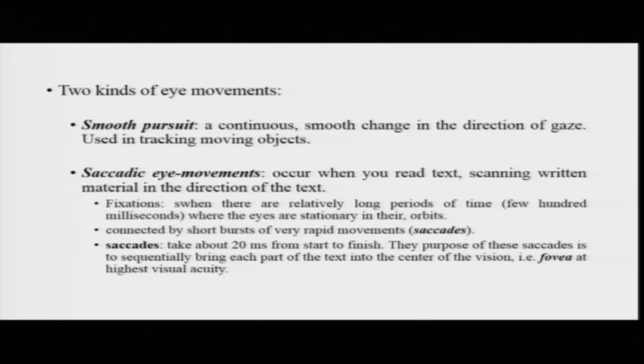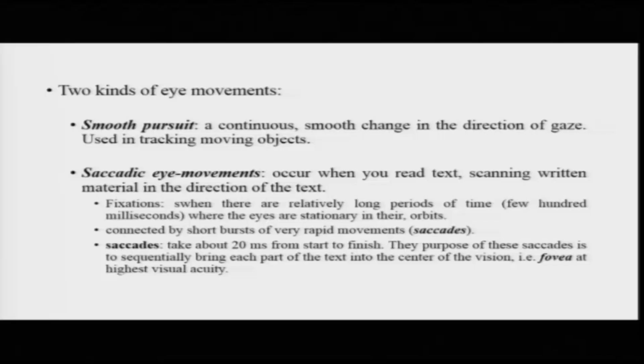The easiest way to understand smooth pursuit eye movements is this: suppose there is an object moving in the visual field and I am tracking this object with my eyes. A lot of times people are standing somewhere and there are vehicles going by. If you try to track those vehicles from the left part of your visual field to the right part and outside into the periphery, this smooth movement that happens, a continuous smooth change in the direction of gaze, is called smooth pursuit. It is mostly used in tracking moving objects. Okay. So, that is smooth pursuit.